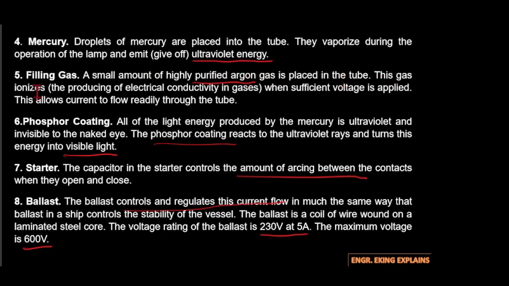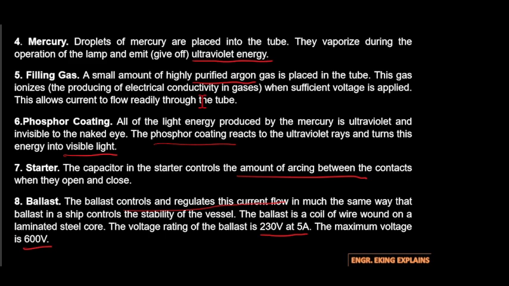This gas ionizes, producing electrical conductivity in gases. Yun yung sinasabi ng ionizes when sufficient voltage is applied. This allows current to flow readily through the tube, kasi yung tube natin is a vacuum. Nakalagay dyan is only the mercury droplets and the argon gas and also the phosphor coating.